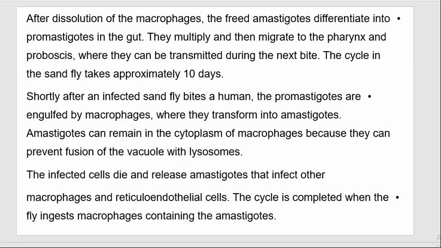Shortly after an infected sandfly bites a human, the promastigotes are engulfed by macrophage where they transform into amastigote stage. The amastigote can remain in the cytoplasm of the macrophage because they can prevent fusion of the vacuole with lysosome. The infected cells die and release amastigote that infects other macrophage and reticuloendothelial cells. The cycle is completed when the fly ingests macrophage containing the amastigote stage.